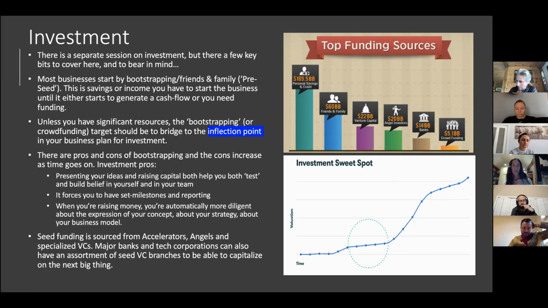The seed funding bit, which will come after your bootstrapping, comes from accelerators, angels, and specialized VCs. Some banks, like the British Business Bank, do some funding for startups as well, and so do some large corporates. But that'll be covered in a separate session. It's really about getting your head focused around the business plan being there for a customer, and that customer quite often is an investor of some shape or form.